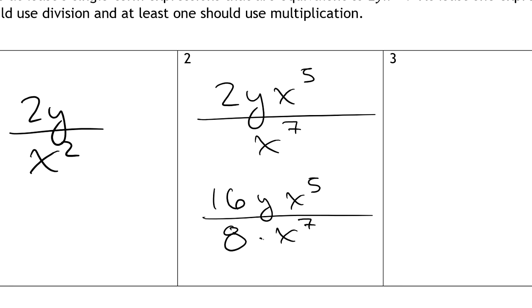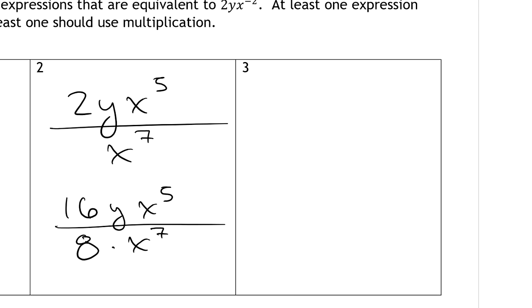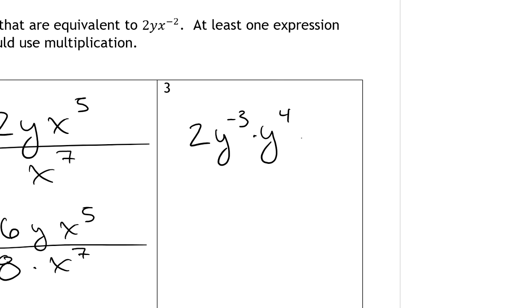It said 1 should involve multiplication. I guess if I wanted to build something that involved multiplication, I could write, for example, 2 times y to the negative 3rd power times y to the 4th power. That's just plain old y. And then I could just go ahead and tack in the times x to the negative 2.